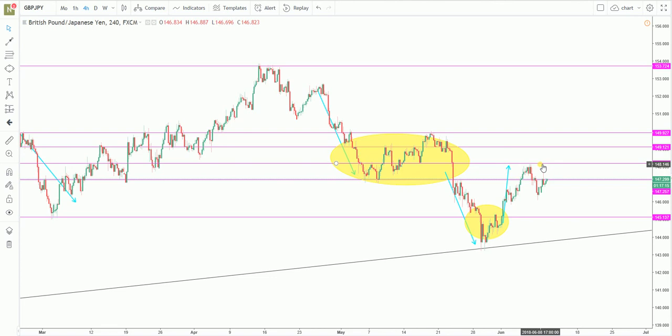So that would be my entry point. This would be my take profit 1. That would pretty much be my take profit 2, and that's pretty much the signal I've sent out earlier.